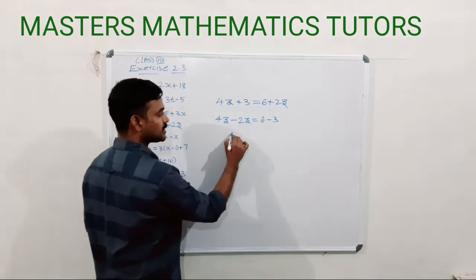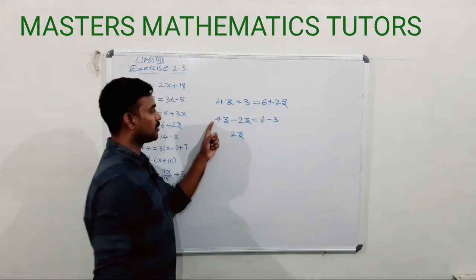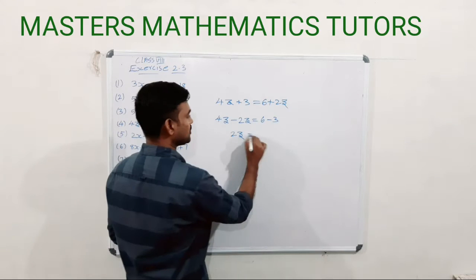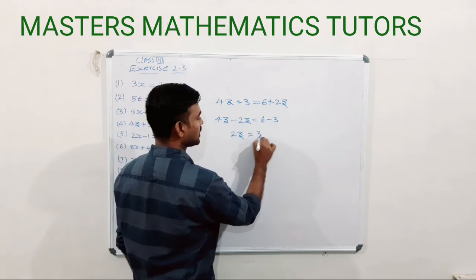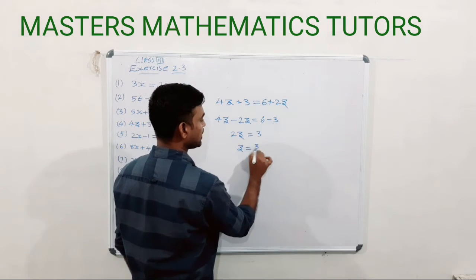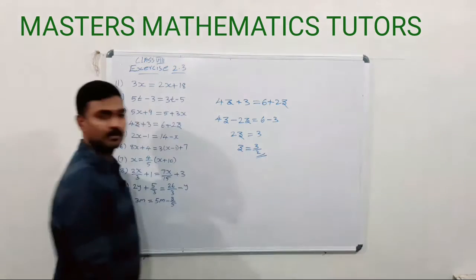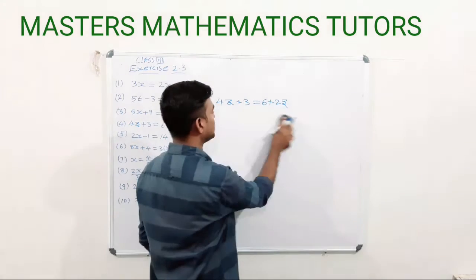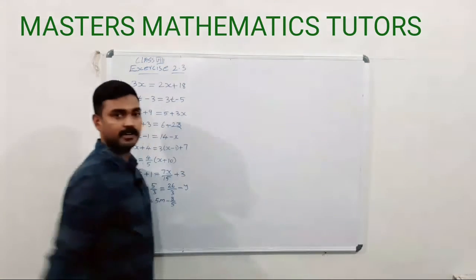So 4z minus 2z is equal to 2z, 4 minus 2. 4 apple minus 2 apple is equal to 2 apple. So which is equal to 6 minus 3 is equal to 3. So we get the answer z is equal to 3 by 2. Okay, clear? Yes. So this is the method of solving equation. We get the value of the variable.